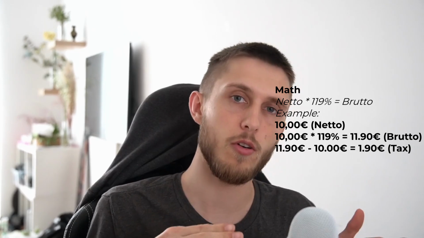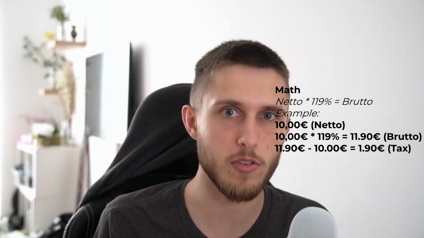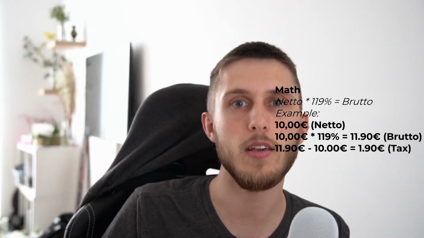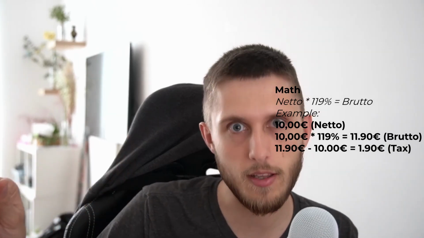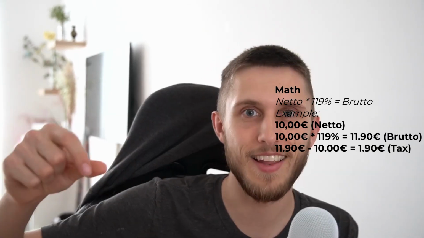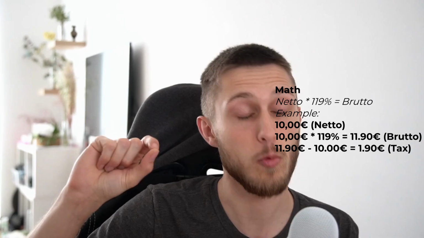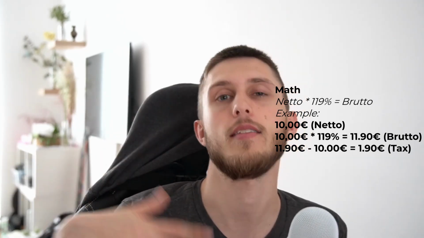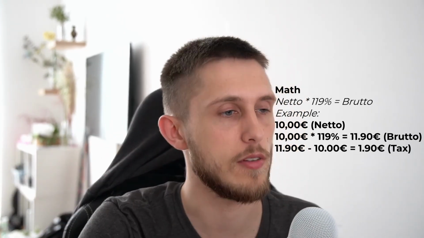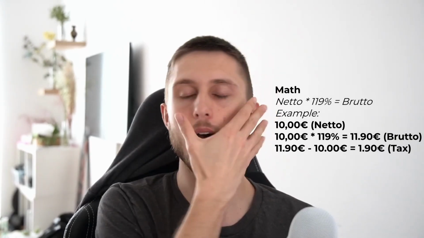So 10 euro multiplied by 119%, then you get 11.90 euro. If you have 11.90 euro minus netto, so minus 10, then you have €1.90. So that's what's left. That's the tax. You have to split this up so it's clear for everyone to look into.